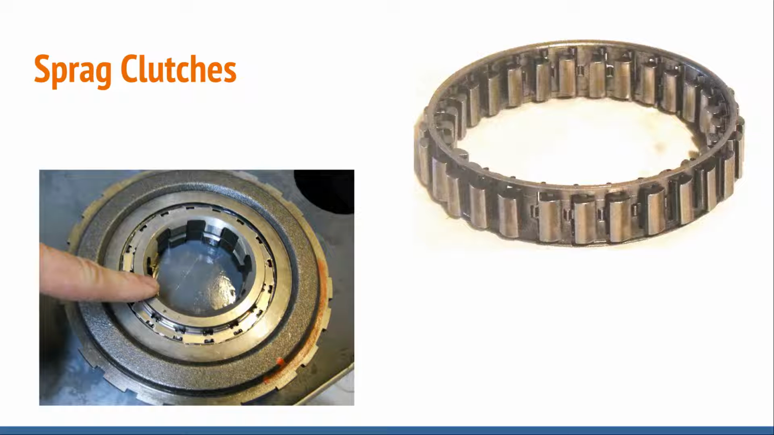Sprague clutches. Those are the one-way clutches I was telling you about. On this one, this inner ring here is going to rotate clockwise, and it will not, no matter how hard you try, rotate counterclockwise. It's a one-way clutch, a one-way directional clutch.